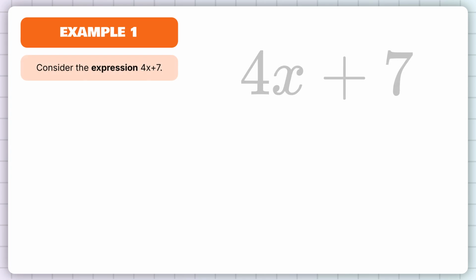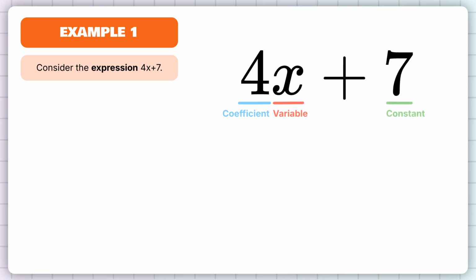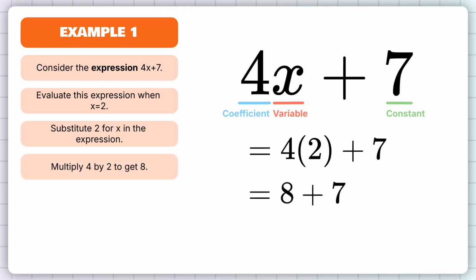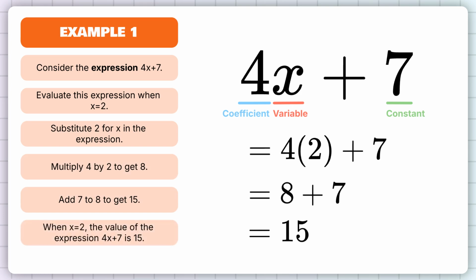Let's start by applying our understanding of algebraic expressions with a simple example. Consider the expression 4x plus 7. Here, 4 is the coefficient, x is the variable, and 7 is the constant term. Suppose we want to evaluate this expression when x equals 2. Firstly, substitute 2 for x in the expression to get 4 brackets 2 plus 7. Then multiply 4 by 2 to get 8. Then add 7 to get 15. So when x equals 2, the value of the expression 4x plus 7 is 15.